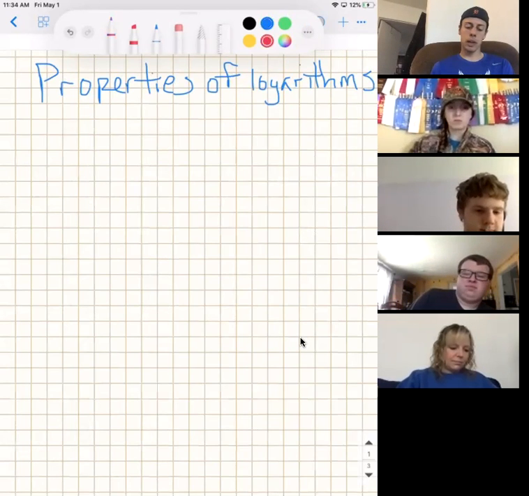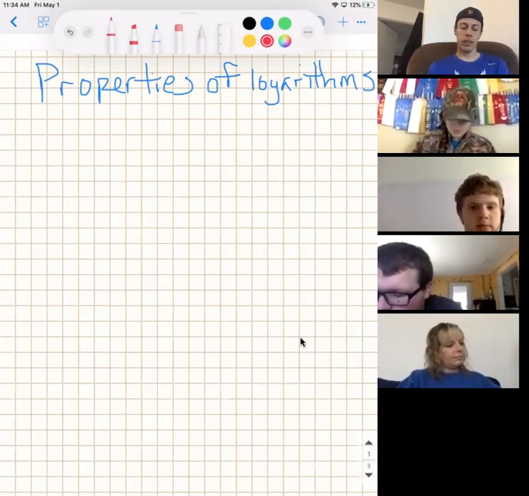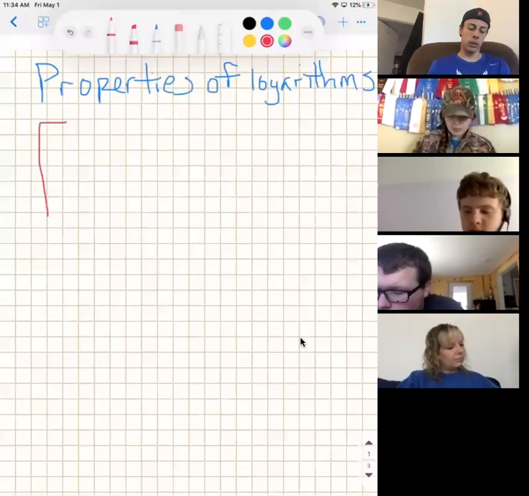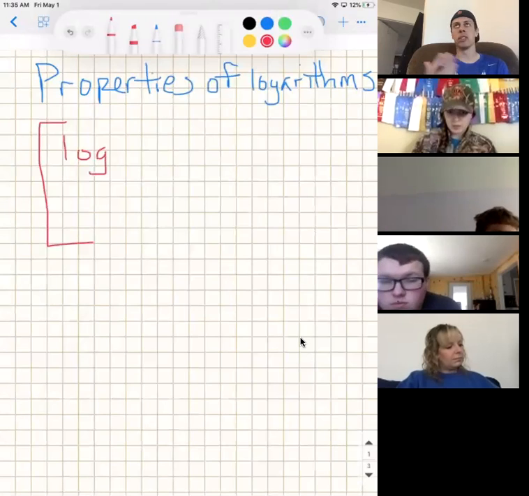So the first two I would highlight if you take notes. The first two I would get in your notes are going to be these two properties. If you have a logarithm, and these are going to work both ways, so we're going to work both backwards and forwards.